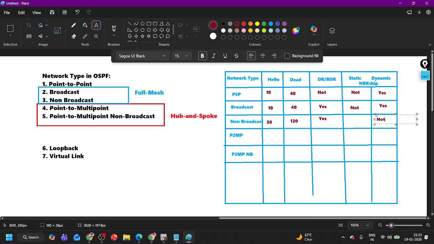DR/BDR, yes, DR/BDR is still required, but it doesn't support dynamic neighborship. Here you have to configure what? A static neighborship, because what I told you, it doesn't support multicast packet. We cannot send multicast packet in non-broadcast network.